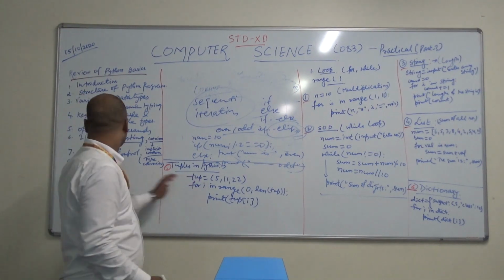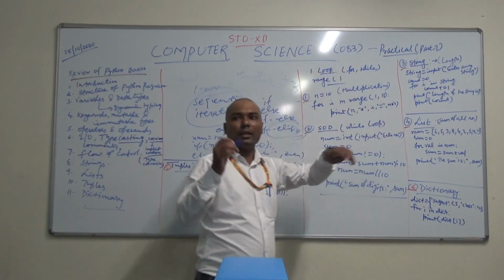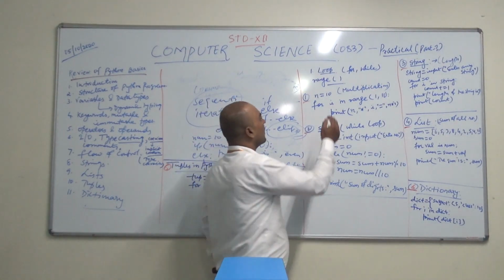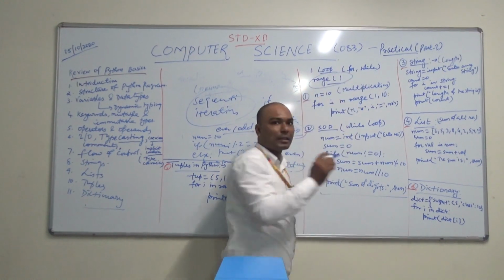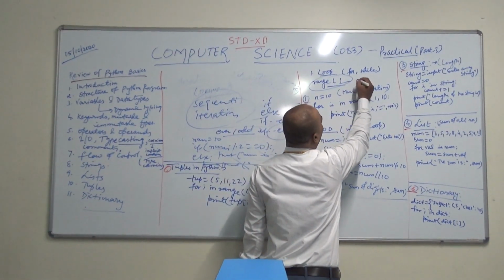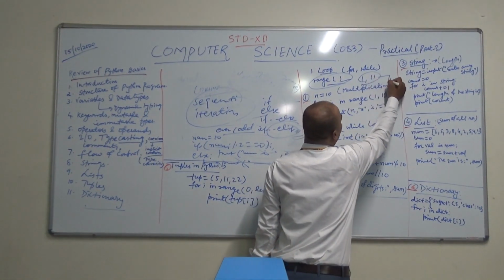Now we are going to see loops. What is a loop? A loop means it executes an iteration process, that means repetition is there. Inside the loop there is a range function. Suppose 1 to 11 is given, it prints 1 to 10.